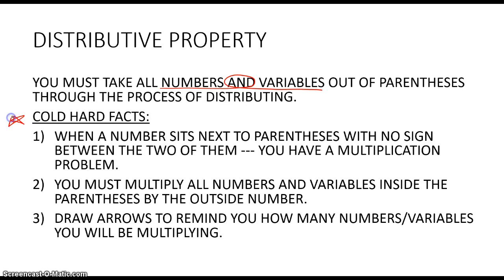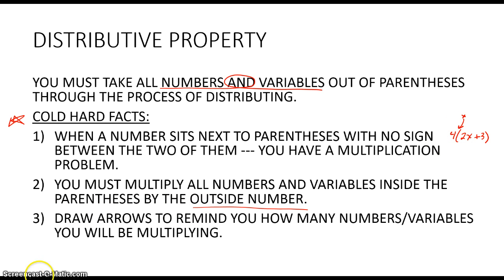Cold hard facts. 1. When a number sits next to parentheses with no sign between the two of them, you have a multiplication problem. For example, 4 times the quantity 2x plus 3. There is an invisible multiplication sign right there, connecting these two sets of numbers, 4 and the set of 2x plus 3. 2. You must multiply all numbers and variables inside the parentheses by the outside number.